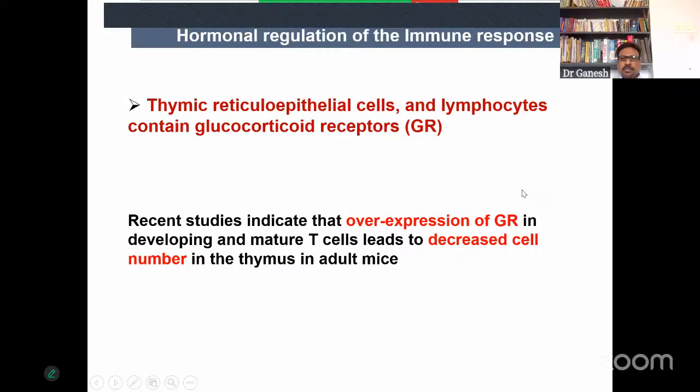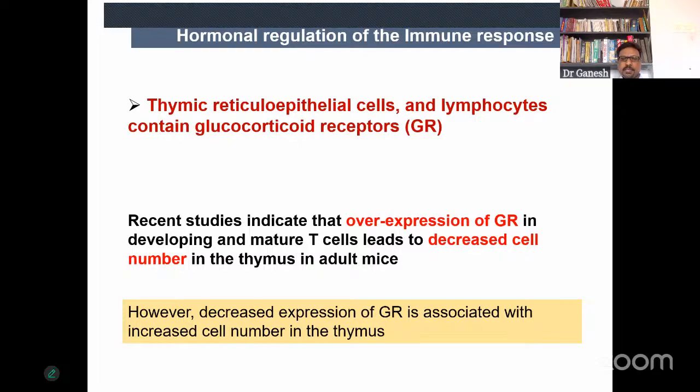Thymic reticuloepithelial cells and lymphocytes do contain glucocorticoid receptors to which these glucocorticoid hormones can bind. In recent studies, overexpression of glucocorticoid receptors in developing and mature T cells can lead to decreased cell number in the thymus in adult mice. So this overexpression can lead to a decreased number of thymic cells, whereas a low concentration of glucocorticoids is required for the proliferation of the thymus cells. So this is again the concentration-dependent action that is observed with reference to the glucocorticoids.